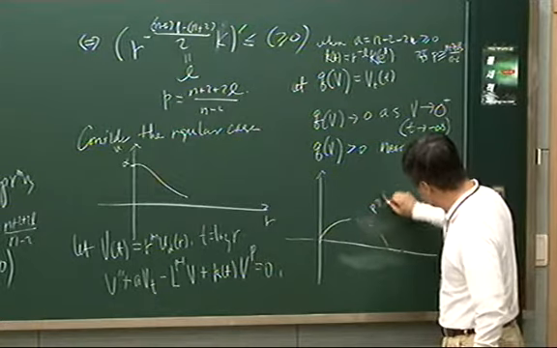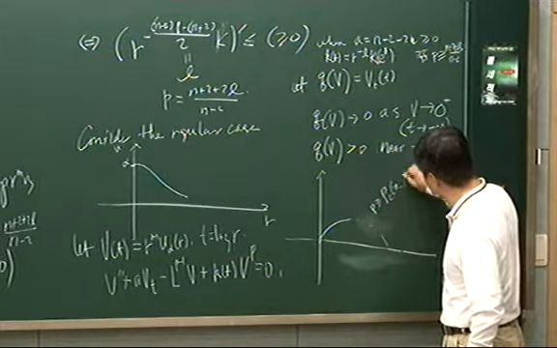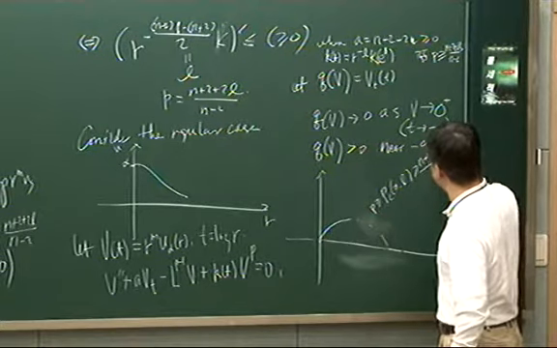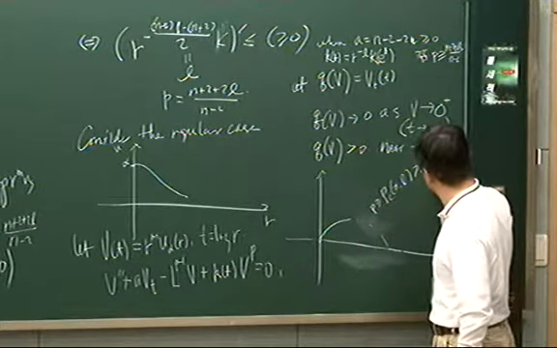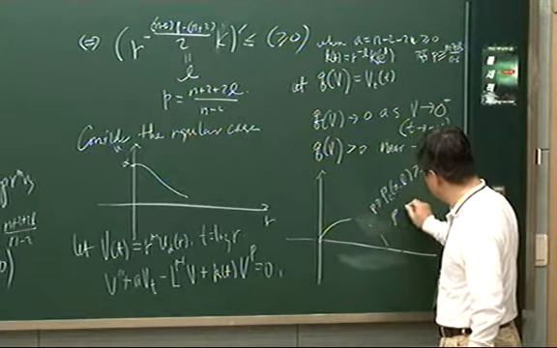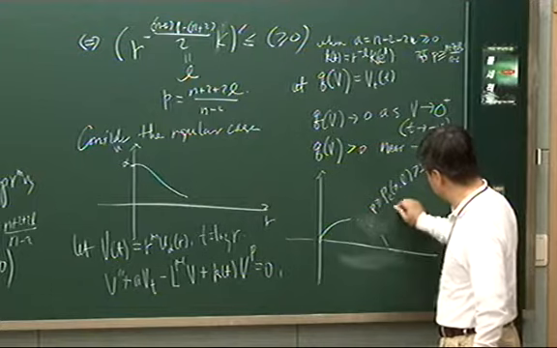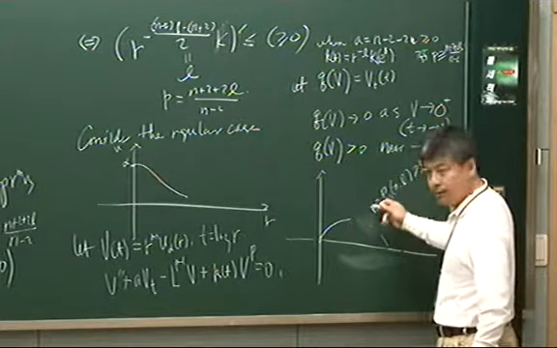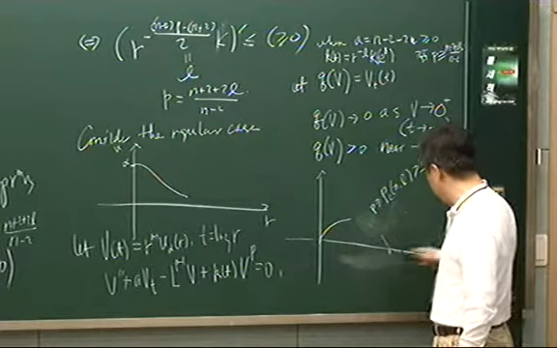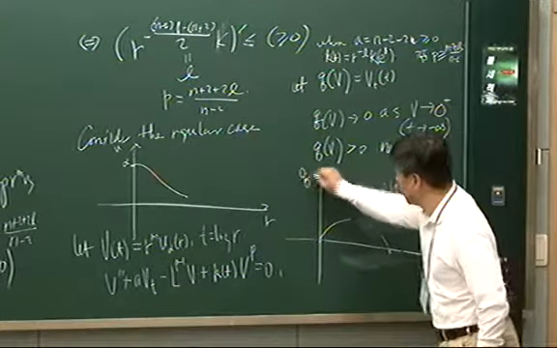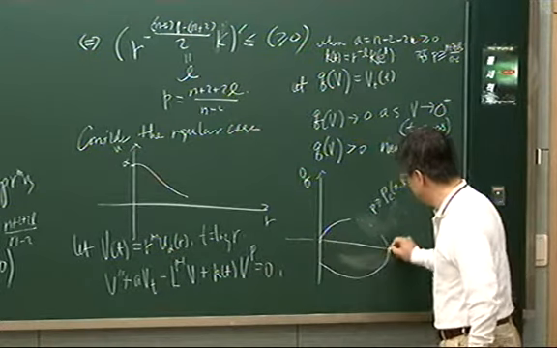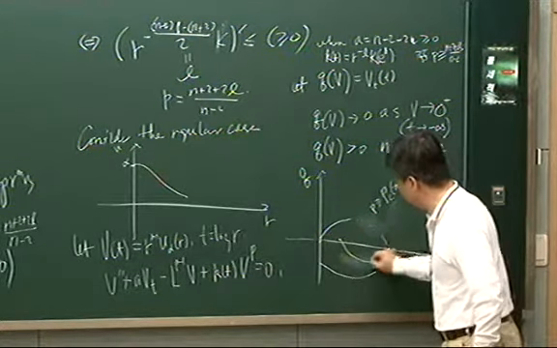Well, P is greater than PC, where PC depends on Ln, and this is greater than another critical number. Good. So the other case, P is less than this number. There is some point where it has to hit the axis here, V.